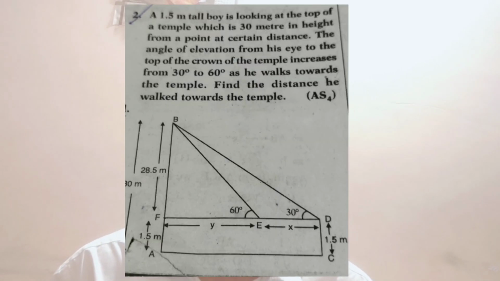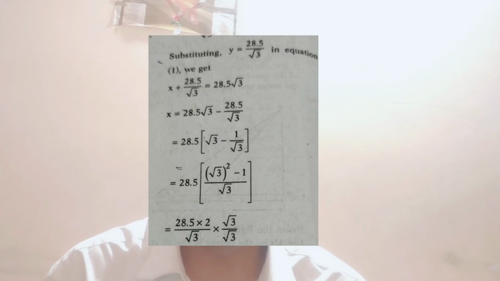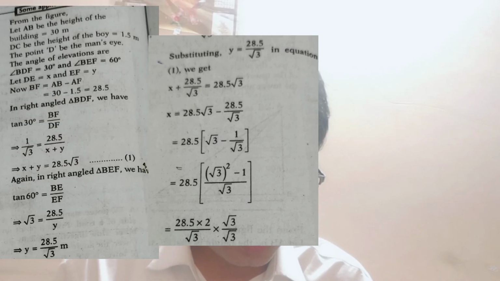Let's see that one. A 1.5 meter tall boy is looking at the top of the temple, which is 30 meter in height, from a point at a certain distance. The angle of elevation from his eye to the top of the crown of the temple increases from 30 degrees to 60 degrees as he walks towards the temple. Find the distance he walked towards the temple. So these types of sums are very important in practice.